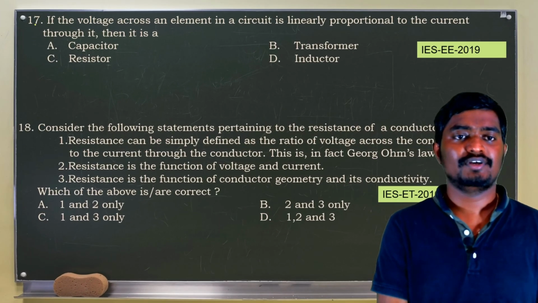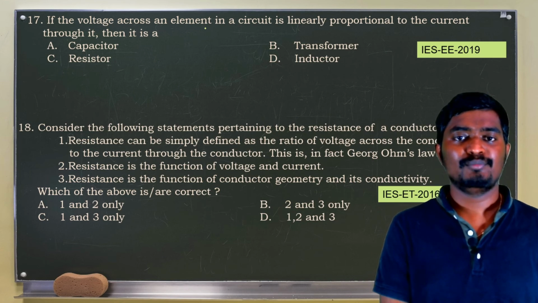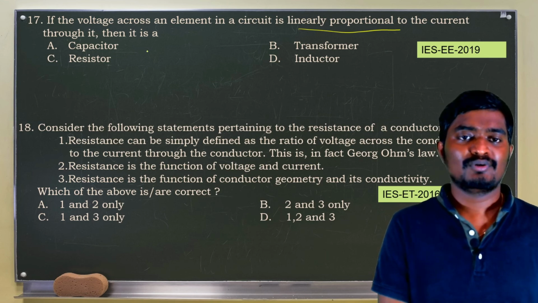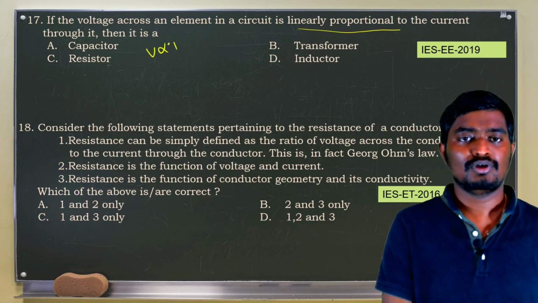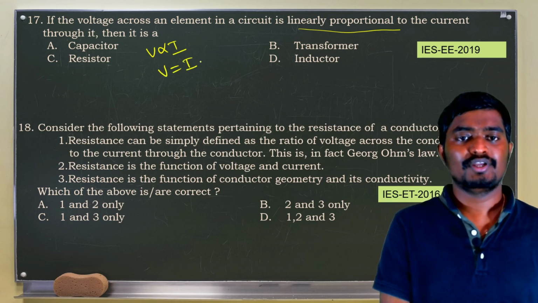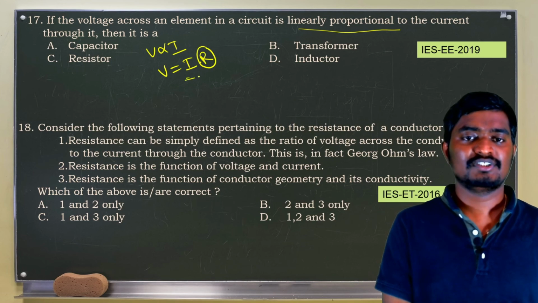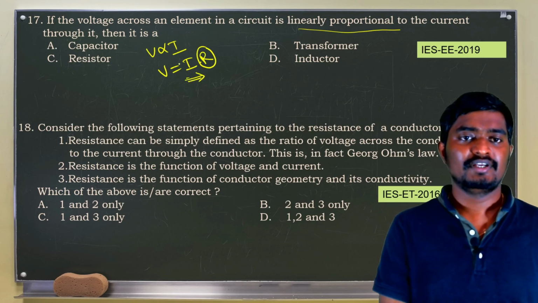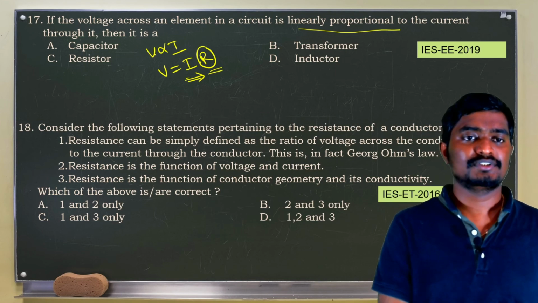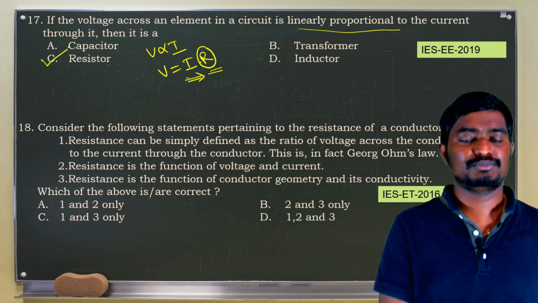Question number 17. The voltage across an element in a circuit is linearly proportional to the current flowing through it. As per Ohm's law, V proportional to I. When we remove the proportionality constant, V equal to I into R. This equation is valid for the resistance. Here, voltage is proportional to the current for a resistor. So when you look at the options, option C is the correct option.